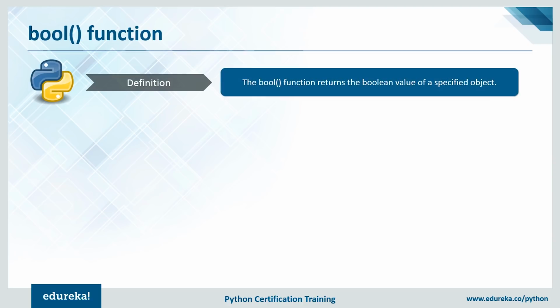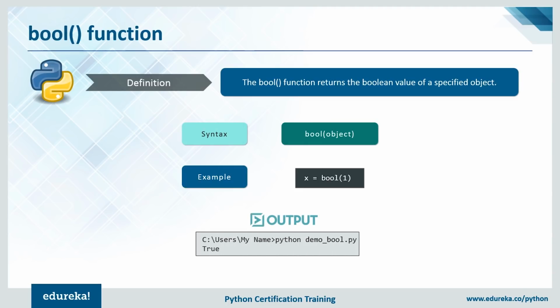The bool function actually returns the boolean value of a specified object. It will return true unless it meets empty parentheses or empty brackets, or if the object is false, if the object is 0, or if the object is None as well. So all these cases are when it can be false, but any other time it will return true. Let me quickly walk you through the syntax: bool of object, bool being the keyword, object being the parameter.